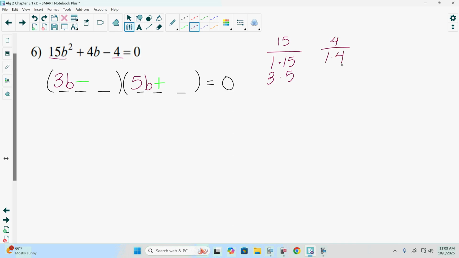Factors of the third term is factors of 4, which is 1 and 4 or 2 and 2. Which would we like to try first? 2 and 2? Right.